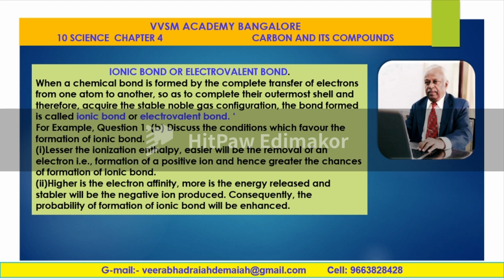In the question, discuss the conditions which favor the formation of an ionic compound or ionic bond. The lesser the ionization enthalpy, the easier will be the removal of an electron, that is, formation of a positive ion, and hence greater the chances of formation of ionic bond. And one more point is here: higher is the electron affinity. Electron affinity, loving of electron. Any particle which loves the electron has electron affinity. More is the energy released and stabler will be the negative ion produced. Consequently, the probability of formation of ionic bond will be enhanced.